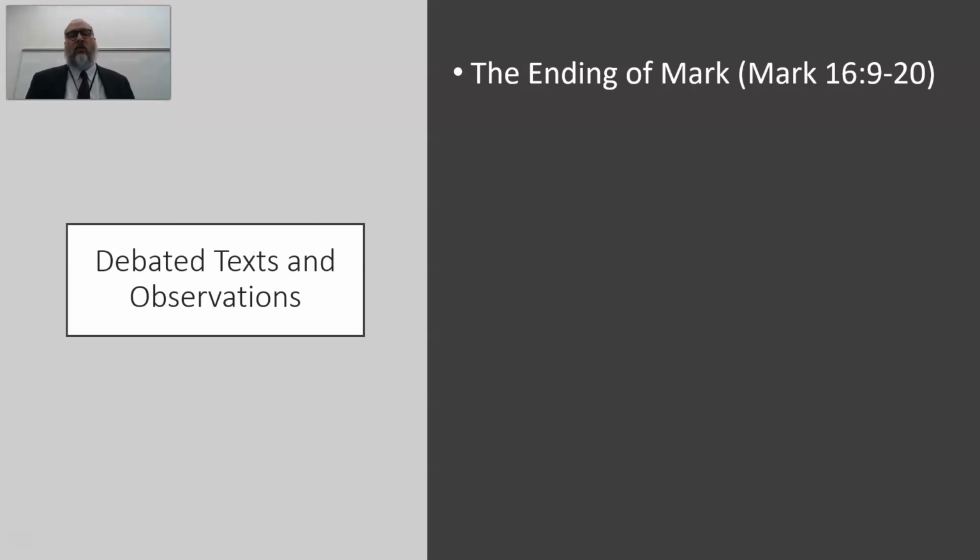Some copies have what's called the longer ending. And if you've ever read that ending, it talks about how the followers of Jesus will handle snakes, how all the followers of Jesus will speak in tongues and drink deadly poison. So some manuscripts have that ending, some don't. How do we decide which one is the right ending?